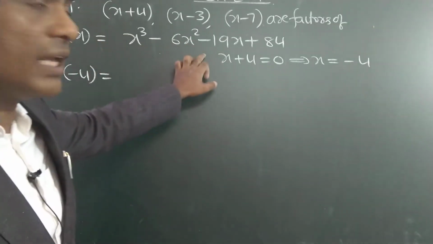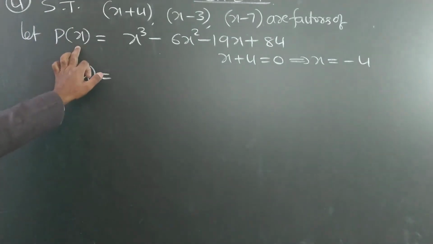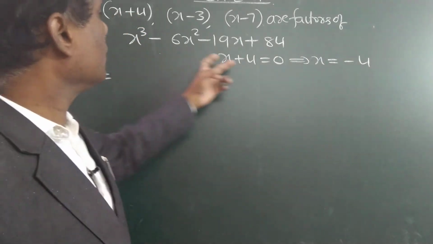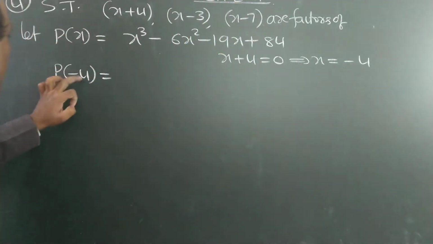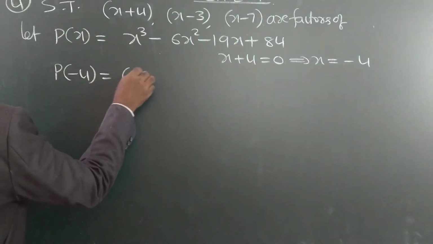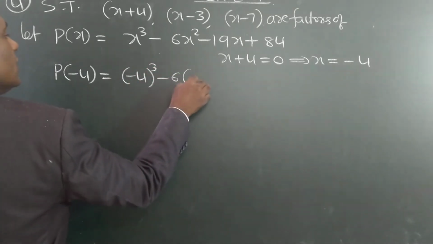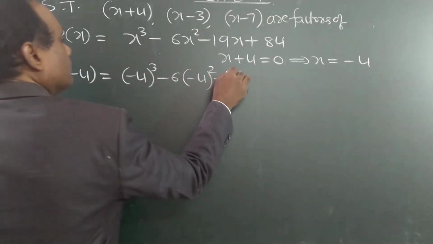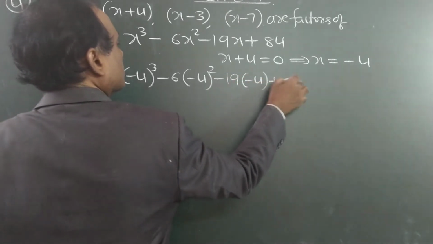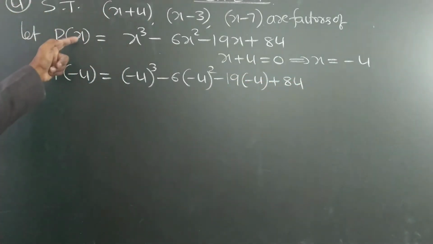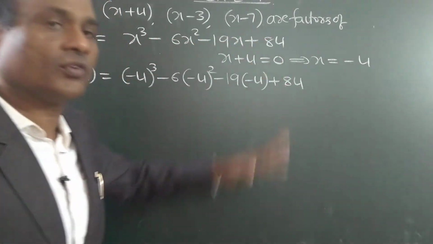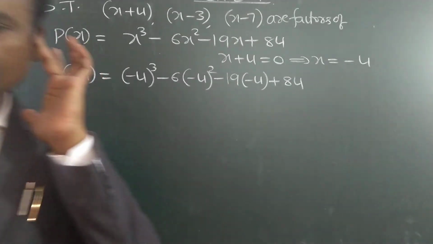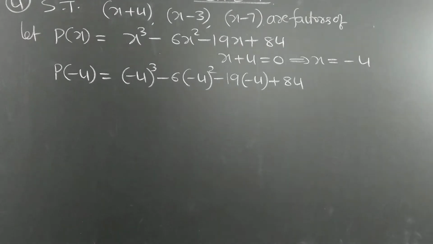This is the given polynomial. Take it as some p symbol. To prove that this is a factor, x plus 4 equal to 0 means x is equal to minus 4. Take p of minus 4. Substitute x is equal to minus 4. Wherever x is there, take minus 4, plus 84. Do the simplification. Check whether we are getting 0. It will be 0 only, because we have to prove that it is a factor. So it will be 0.